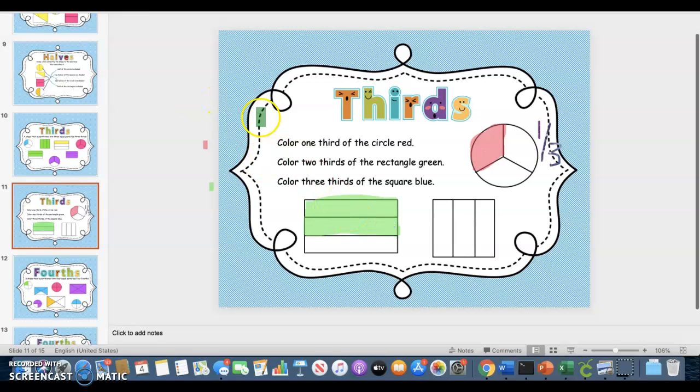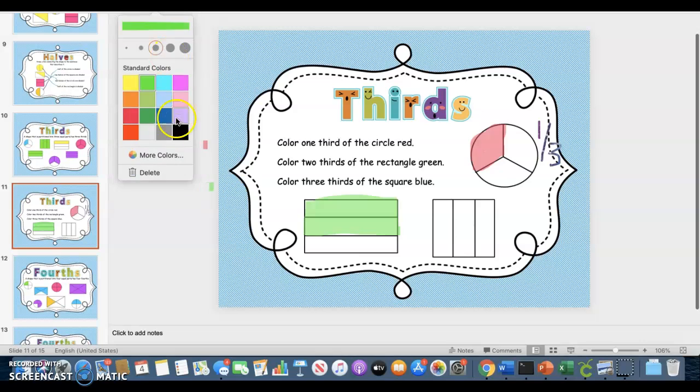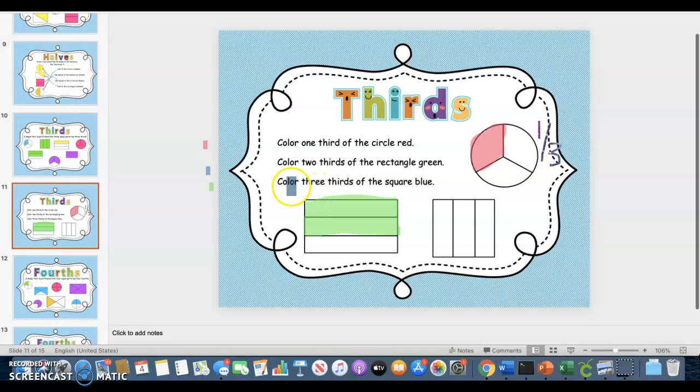Good. Now it says color 3/3 of the square blue. So how many thirds do we need to color? Yeah, 3, because it says color 3/3 of the square blue. So the whole thing, all 3/3 means one whole. 3/3 is the same thing as one whole. So we've got 2/3 right here. And then we have 3/3.